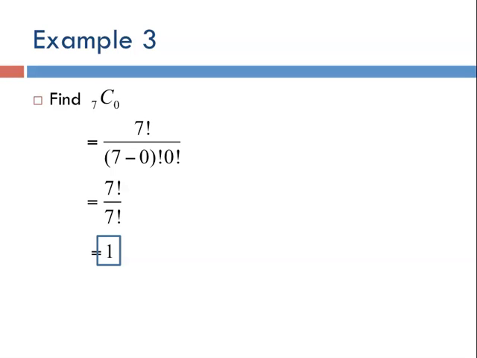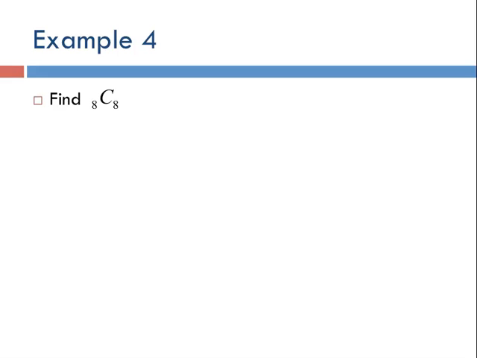Okay, let's take a look at example 4. 8 choose 8. Okay, so 8 choose 8. Here again, we're going to end up with an 8 minus 8, which is 0 factorial. And remember, 0 factorial is going to equal 1, which leaves us with 8 factorial over 8 factorial, which is equal to 1.